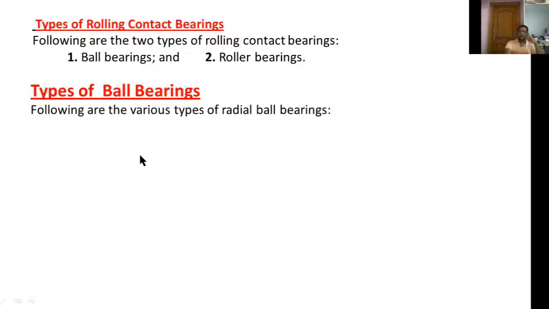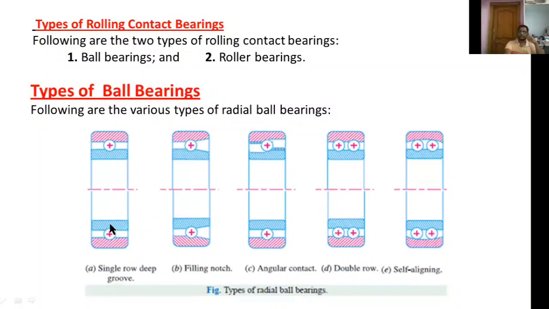The following are the various types of radial ball bearings. These are the different types of ball bearings. First one is a single row deep groove ball bearing, and double row deep groove ball bearing. This is a double row deep groove ball bearing. This is a single row deep groove ball bearing. In a single row deep groove ball bearing, we are using only a single row of balls.